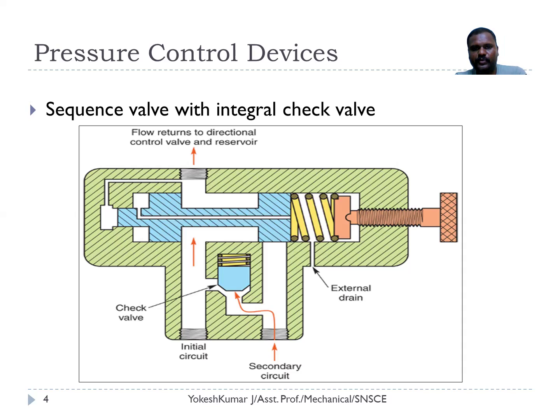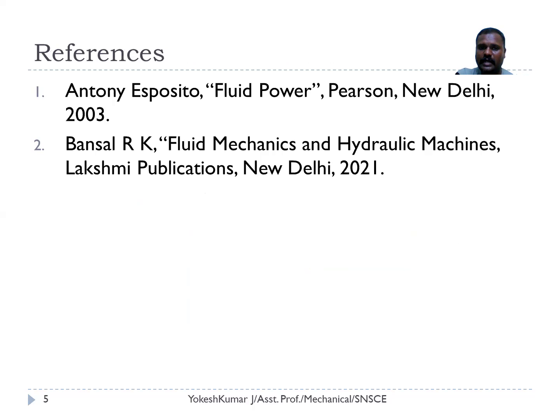When the fluid pressure is reduced, the spool comes back to its original position and the initial circuit can be opened to the reverse flow and the secondary circuit is blocked. The secondary circuit reverse flow will happen via the check valve. This is how the pressure sequence valve works and sequencing can be accomplished.